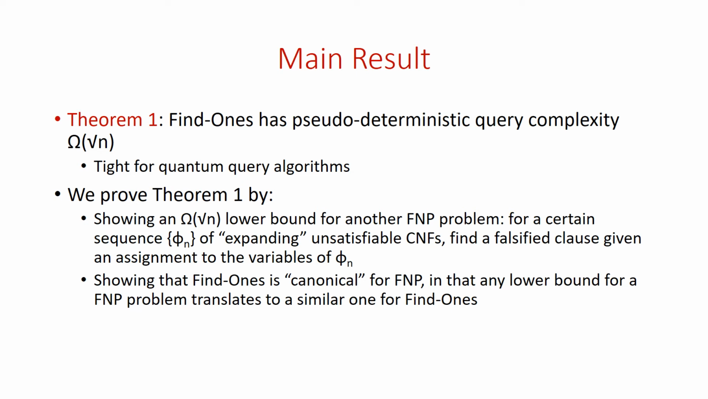So the search problem here is very easily solvable in a randomized sense, just by guessing a random clause repeatedly and verifying that it's unsatisfied by the given assignment. And we show that there's an omega square root n pseudo-deterministic lower bound for this problem. And then we show how to translate this lower bound for this FNP problem to a lower bound for find ones. As I said before, find ones is canonical: any lower bound for an FNP problem translates to a similar one for find ones.